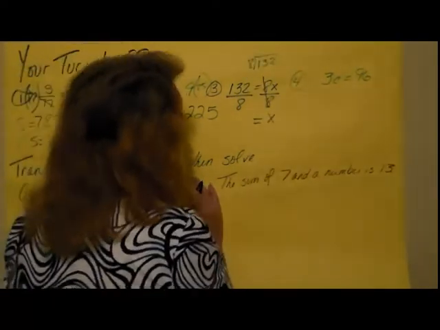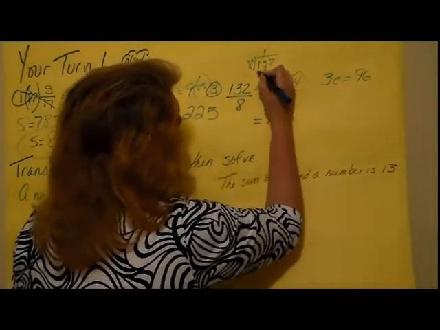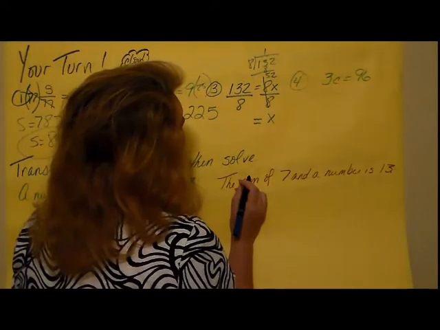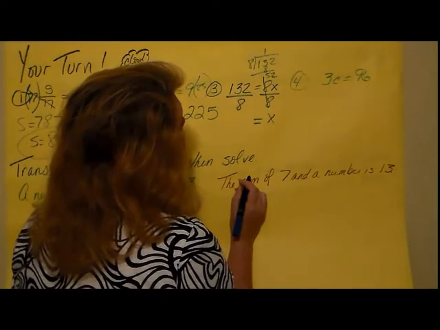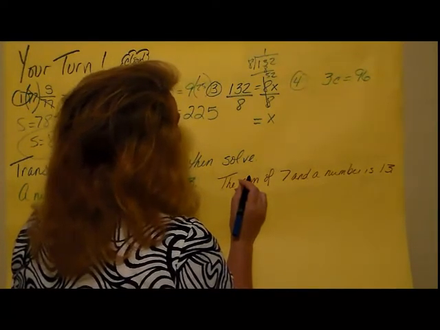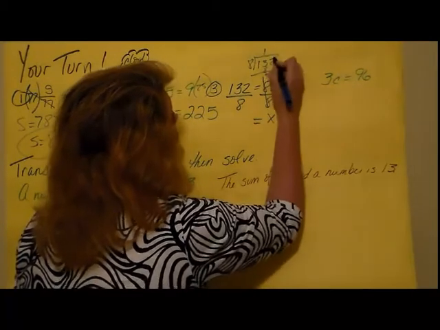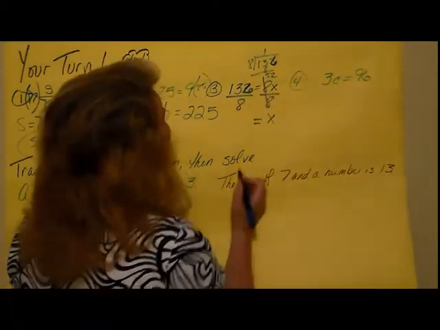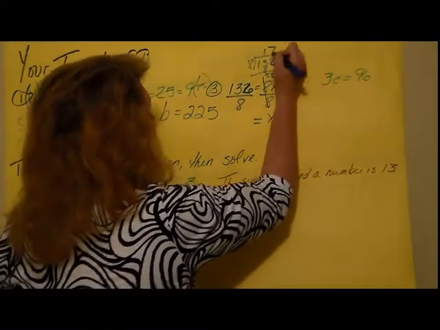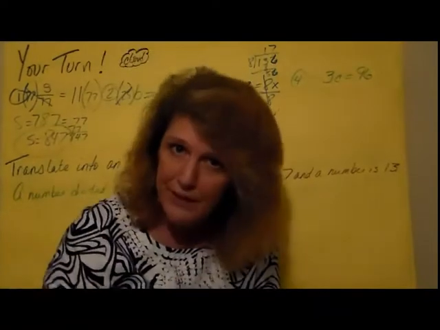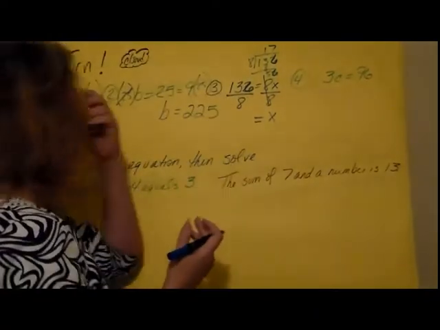132 divided by 8. Uh-oh. 132 doesn't work. 52, 54, 56. Let's make that 136, because now it magically works. 17. Fantastic. I apologize if I confused you. Sorry about that.